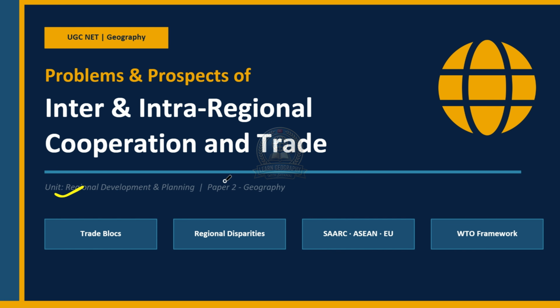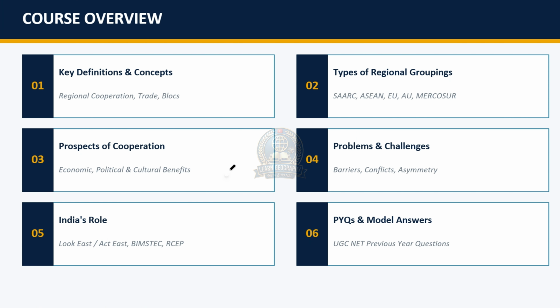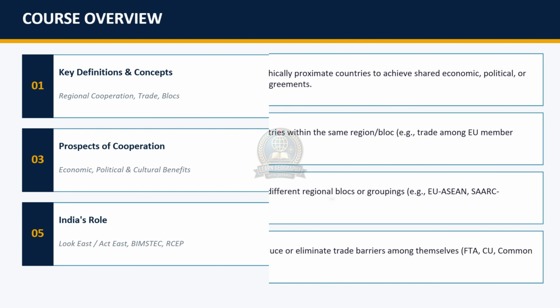Okay. In this class, we are going to learn about key definitions and concepts like regional cooperation, trade and blocs, prospects of cooperation, economic, political and cultural benefits, India's role, Look East, Act East, BIMSTEC and RCEP, types of regional groupings, SAARC, ASEAN, European Union, AU, Mercosur, problems and challenges, barriers, conflicts and asymmetry, and PYQs and model answers and questions. Okay, let's start the class.